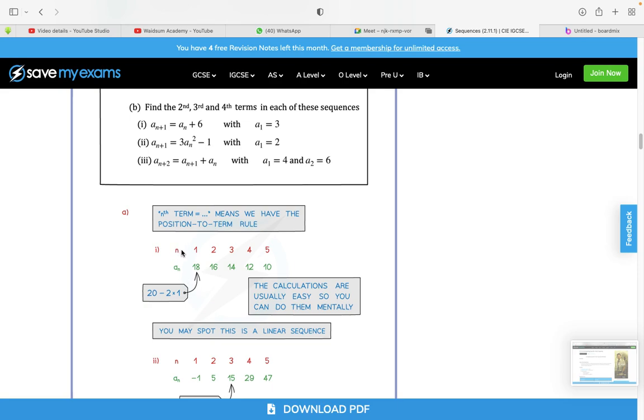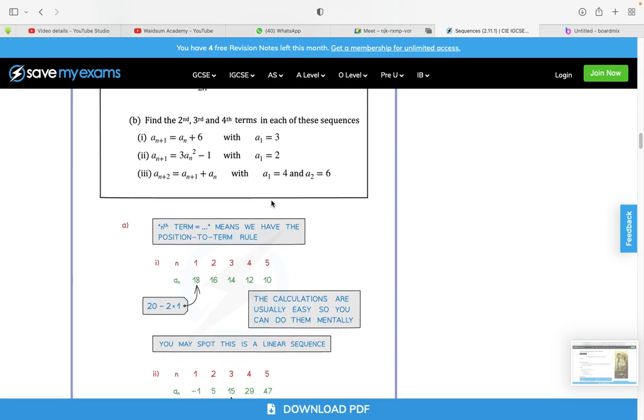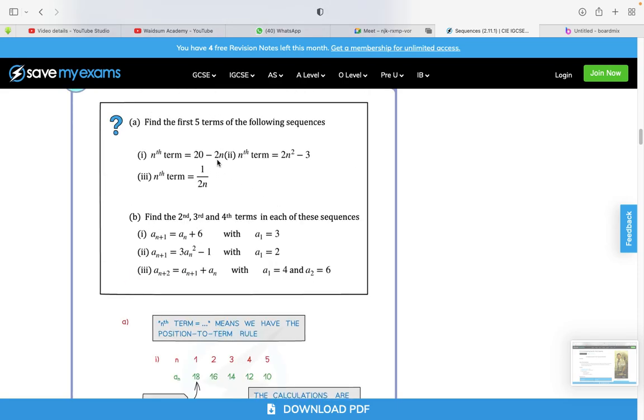So you can write n, which represents position. You write 1, 2, 3, 4, 5 because they want the first 5 terms. Then the term, an. So how do we generate it? You go to this formula. Remember the position to term rule. The calculations are usually easy, so you can do them mentally even without a calculator. The formula given is 20 minus 2n.